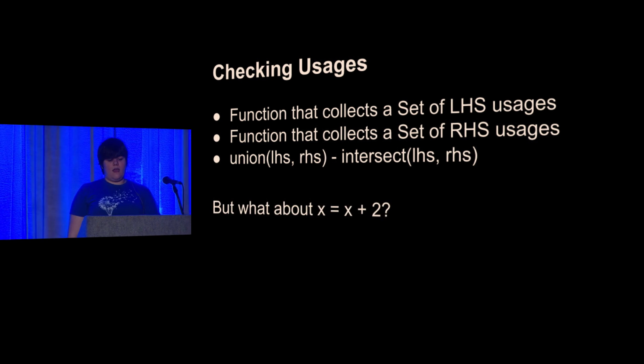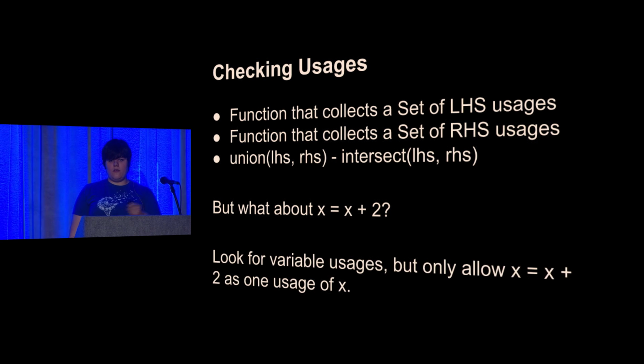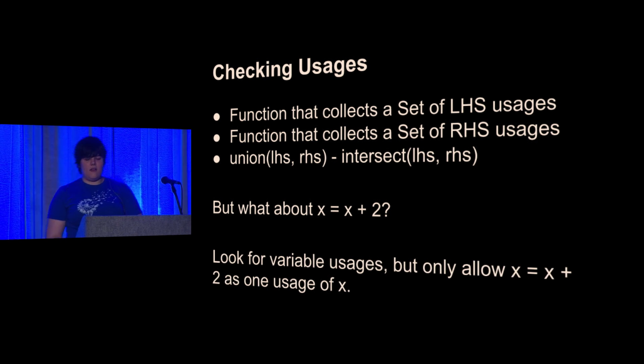So this doesn't cover x equals x plus 2. We could write a somewhat more complicated function that goes through and says, this line, it's going on both sides, but we can only count this as one usage of x, and goes through and counts your usages instead of deciding whether they're on the left or right side. But I haven't implemented that. That is another thing you could do to catch this.